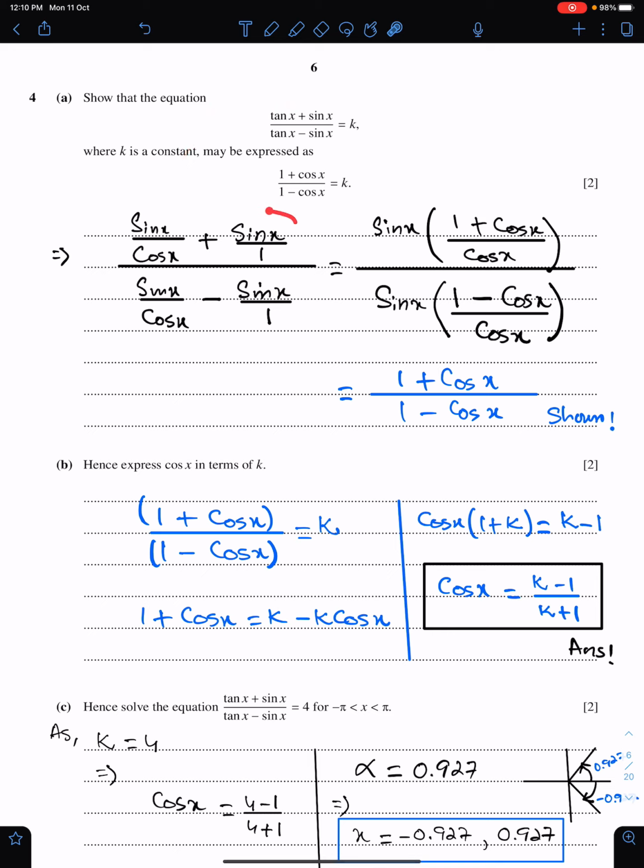Now we need to take the LCM both in numerator and denominator. Cos x is the LCM. Before taking the LCM, we need to take sin x common both in numerator and denominator. So when you take sin x common, you will get 1 upon cos x plus 1 here. And I took the LCM side by side because of the lack of space here. So after cancelling these two cos and these two sines, we have shown this thing, that this is equal to k.